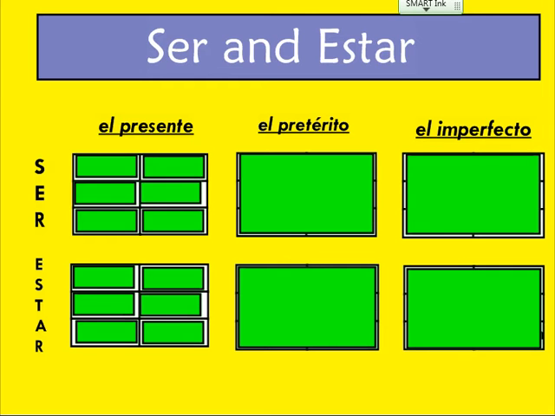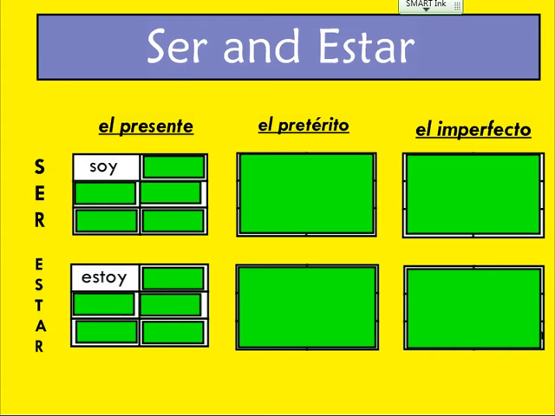Before we go any further, see if you can conjugate both verbs just in the present tense. And I will even be nice and I will give you the yo form of each verb. All right, go ahead and pause the video and fill in just the present tense forms. Okay, let's see how you did.